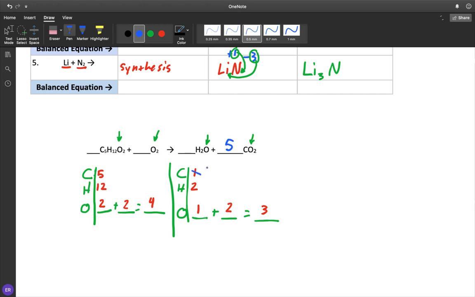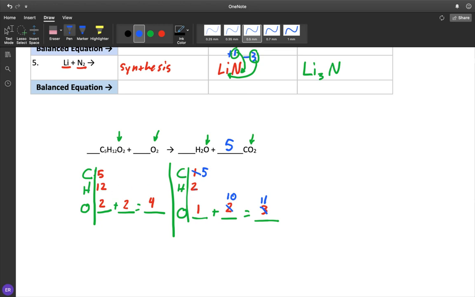So I now have 5 carbons, but I'm not only changing the amount of carbons I have, but I'm also changing the amount of oxygens that I have. So instead of 2 oxygens, I now have 2 times 5, which is 10. So technically, now I have 11 oxygens. Okay, so carbons are now balanced.